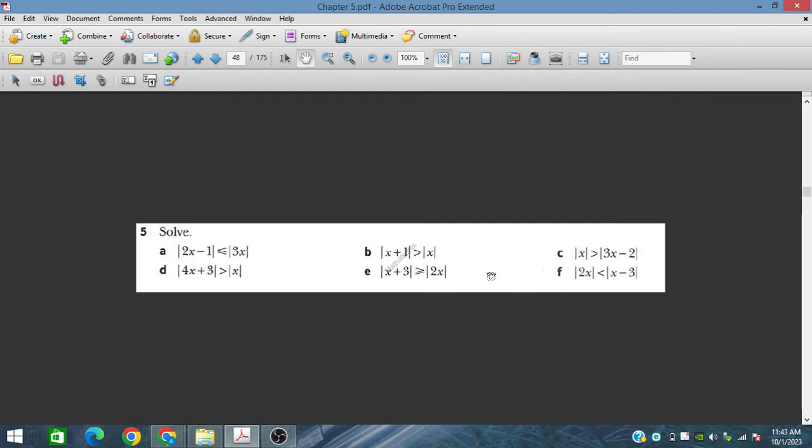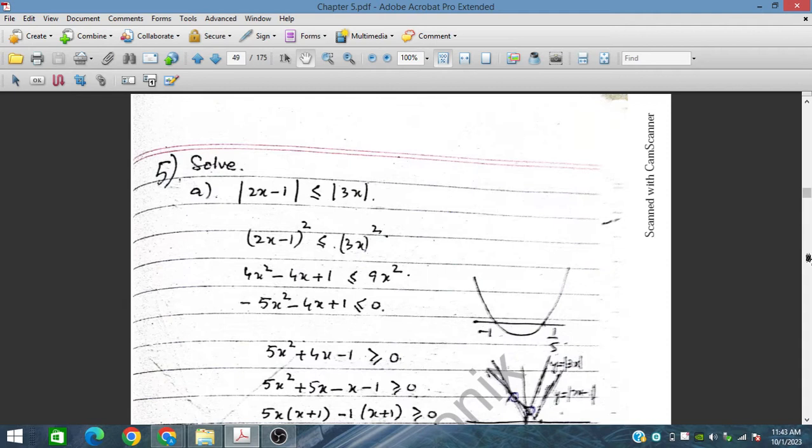Maybe part A or maybe part E. Let's see this. So we have this question A. We have modulus of 2x minus 1 is less than modulus of 3x.